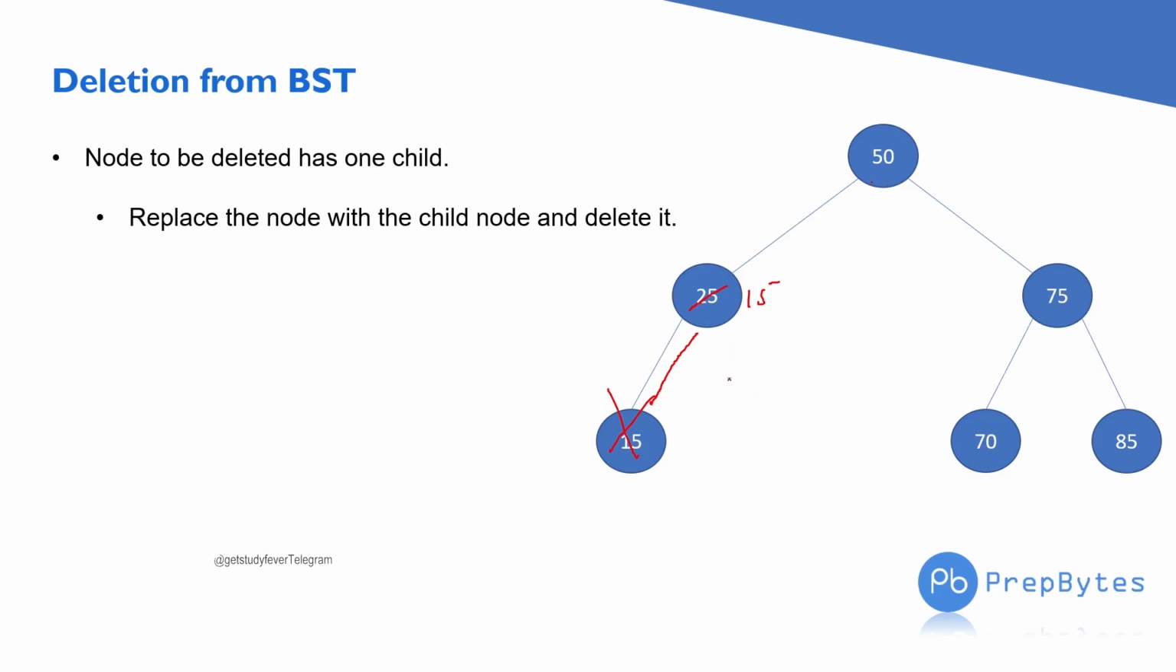Node dot left, node dot right. If one of them is null, that is, if 25 dot left is null or 25 dot right is null, in this case the right is null, so you can simply say that it only has a single child, and then you have to perform this operation. Okay, this is a simple operation.